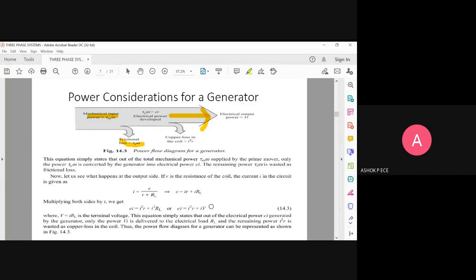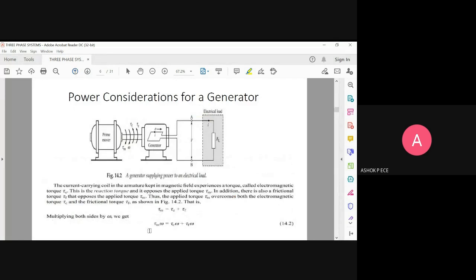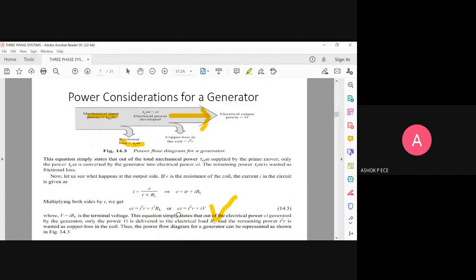So again, here also you see the law of conservation of energy. Same as in the mechanical case in the previous slide, we wrote tau m omega equal to tau e omega plus tau f omega. So total available mechanical power is this much, but effectively only tau e into omega is going through. The tau f into omega is lost as friction loss. Same way here also, total available power is EI, but what is actually available is IV. This I square R will be going as your copper loss in the coil.